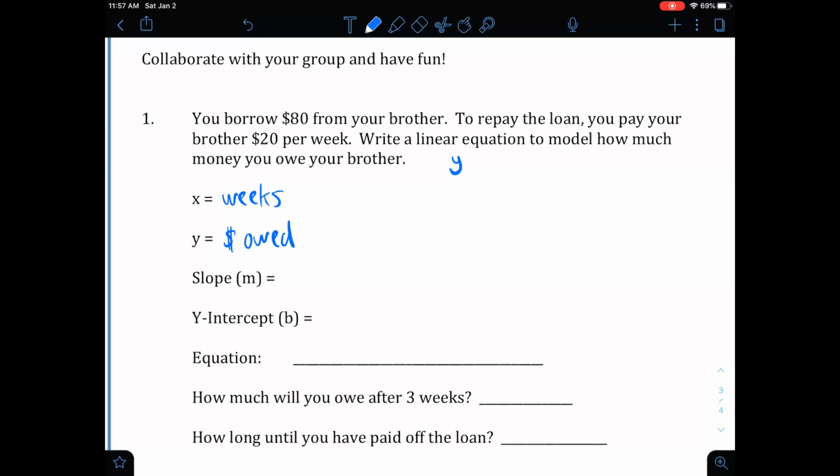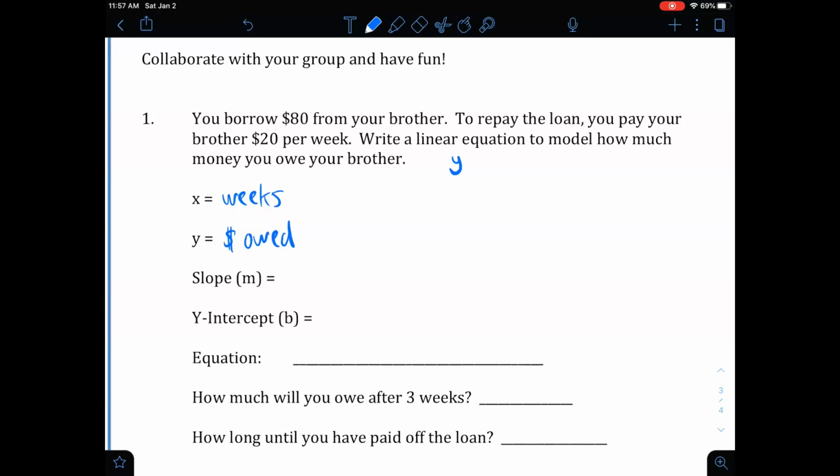So weeks affects how much money you owe, basically. All right? And your slope is going to be what's right by the x value, basically. So what does it say? It says $20 per week, right? So is that going to be a positive?